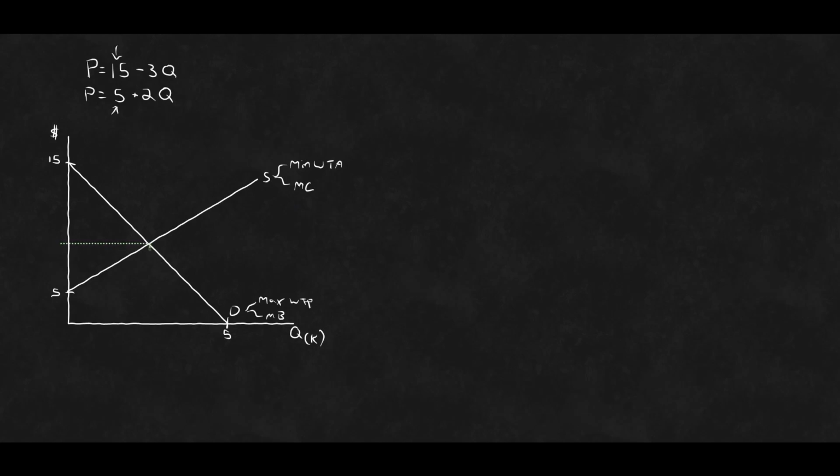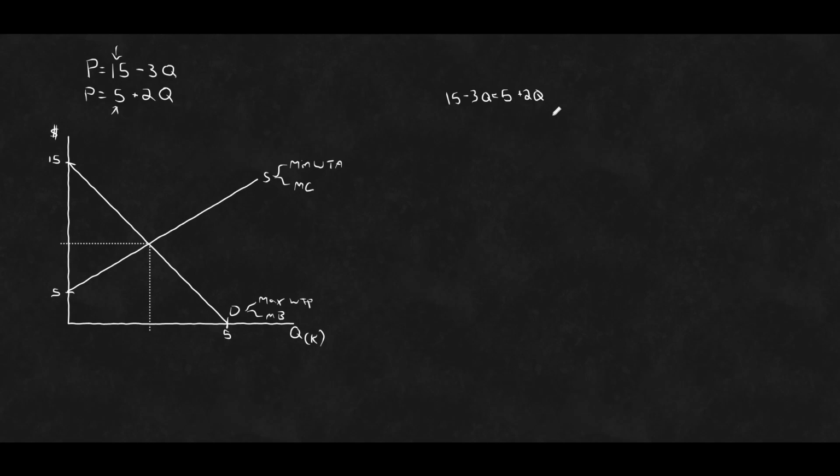And similarly, what is our quantity exchanged at that market clearing price? To do so, all we have to do is set these two equations equal to one another. So we'll have 15 minus 3q equal to 5 plus 2q.